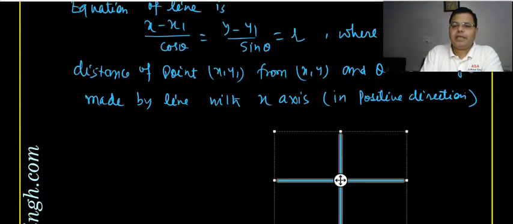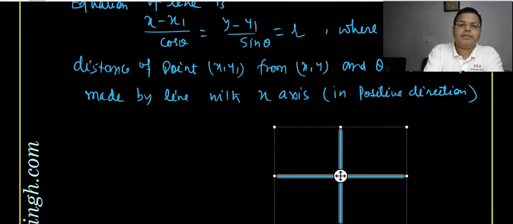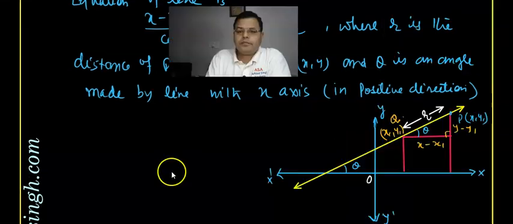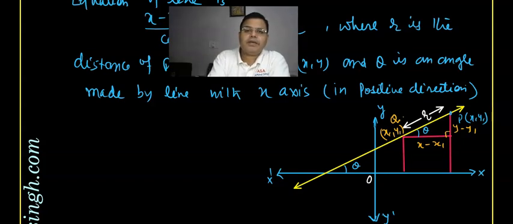Let me explain this. Here is a line, and I extend it up to here. So here is a diagram where (x1, y1) is a fixed point, and P(x, y) is any point on this line. The vertical distance will be y minus y1, and this distance will be x minus x1. This distance is r. Let P(x, y) be any point at distance r from the fixed point (x1, y1), and the line makes an angle theta with the positive direction of the x-axis. So here, theta is this.